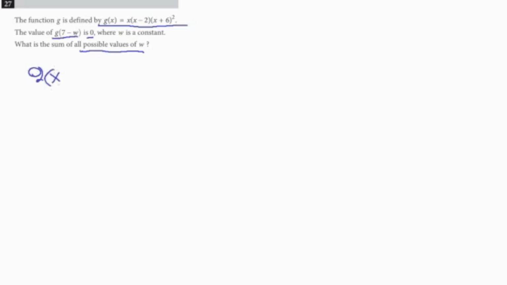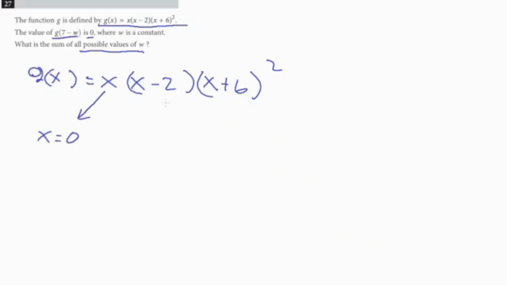I'm going to rewrite the function out just so you can see. So this is already factored, so that makes our life easier. If you've taken algebra already, you should know that to solve a quadratic when it's already factored, you just break each factor up and then set them equal to 0.